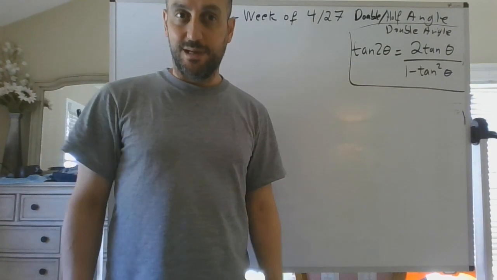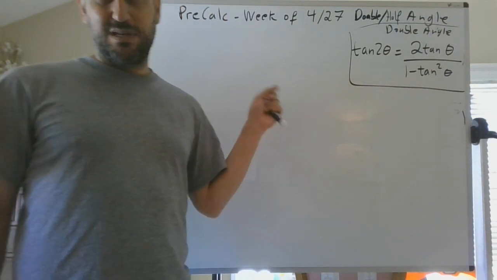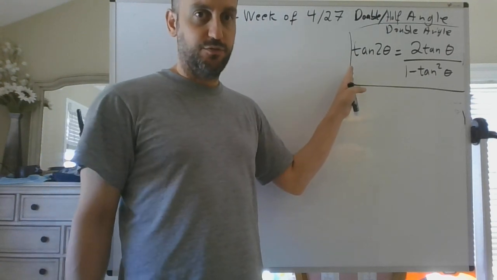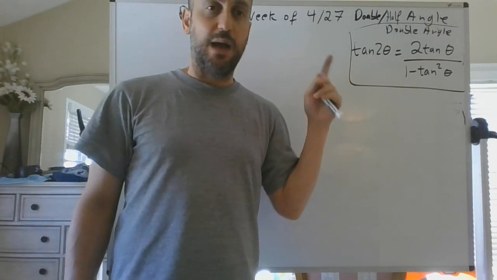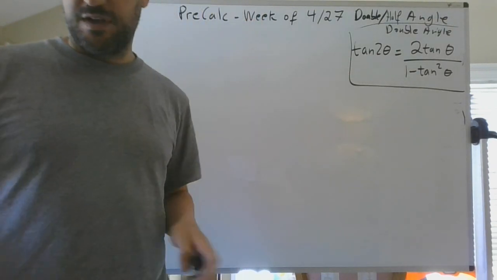This time we're going to be doing double angle in this video. I'm going to be doing one problem for double angle. It's going to be involving tangents. That's why I put the tangent up there. Again, there's a double angle formula for sine and cosine as well. I'm not putting that up just because I have limited space. But again, that's available for you too.